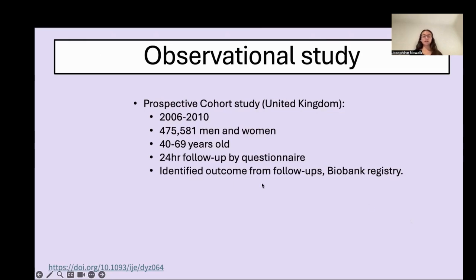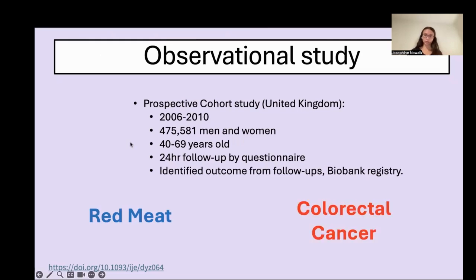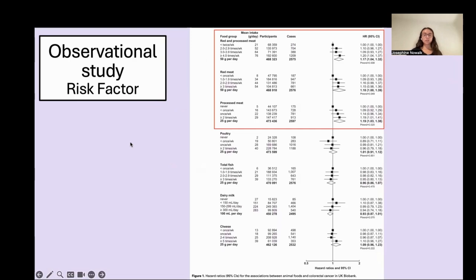So they were able to identify the outcome from follow-ups and from a biobank registry, which contained the medical records or death records of the participants. In this observational study, they used diet as the exposure, but one of the risk factors that I wanted to focus on was red meat, and the outcome, of course, is colorectal cancer. The risk factor could be red meats, processed meats, or any other thing, but I'm going to mainly focus on red meats or processed meats using the hazard ratio chart.